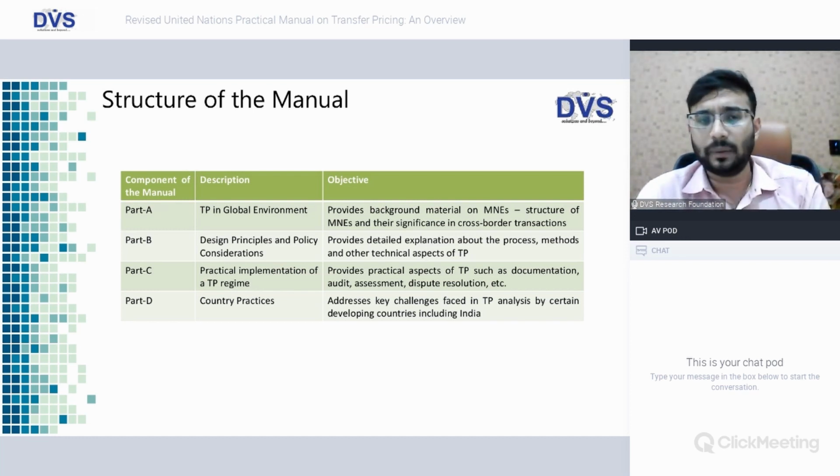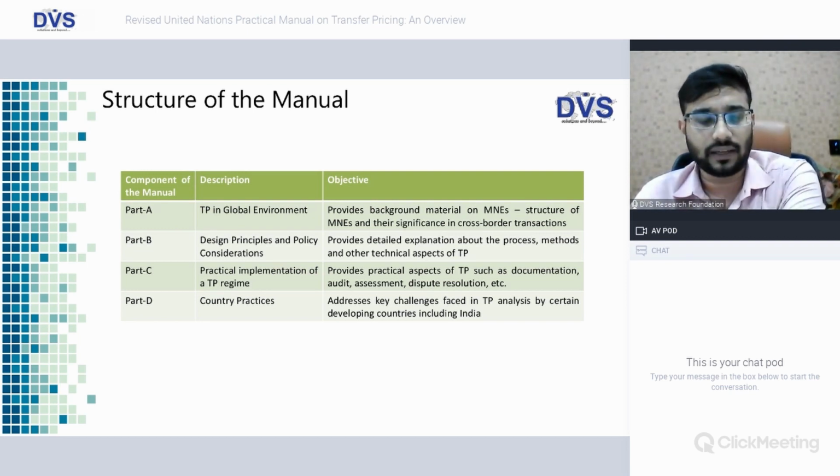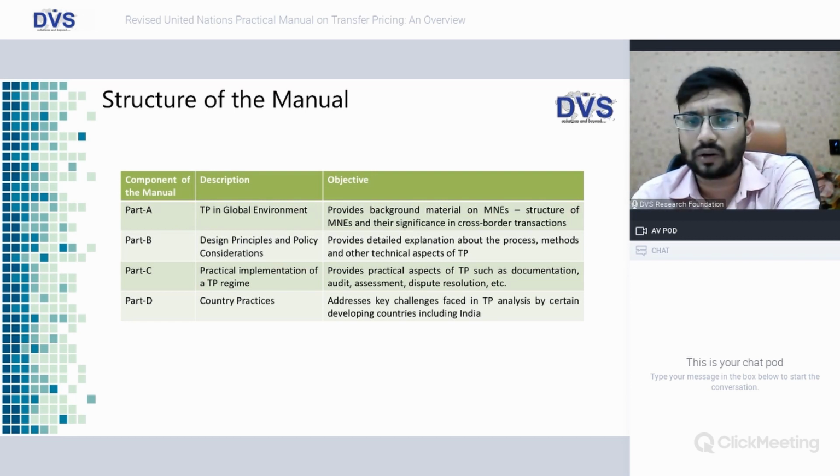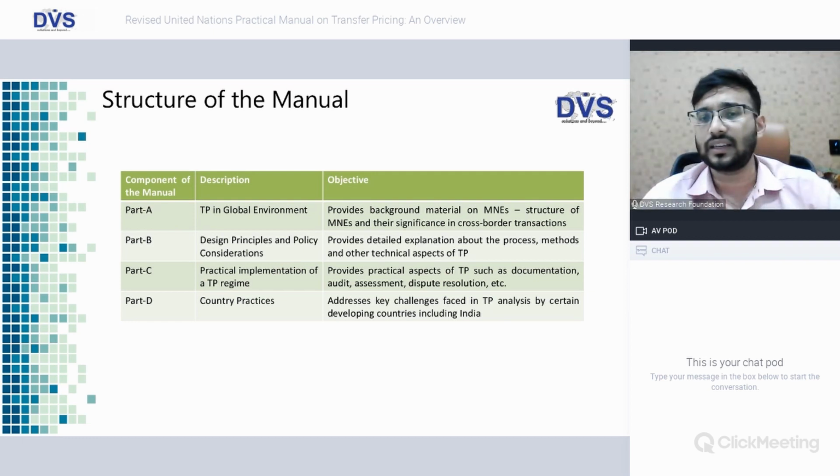So what is the structure of the TP manual? First, as we said, friends, Part A deals with TP in global environment. It provides background material on MNCs, structure of MNEs and their significance in cross-border transactions. Part B specifically deals with design principles and policy considerations. Part C, practical implementation of a TP regime. What are the practical aspects in terms of documentation, audit, assessment, dispute resolution, etc. And Part D, country practice addressing key challenges faced in TP analysis by certain developing countries, including India.